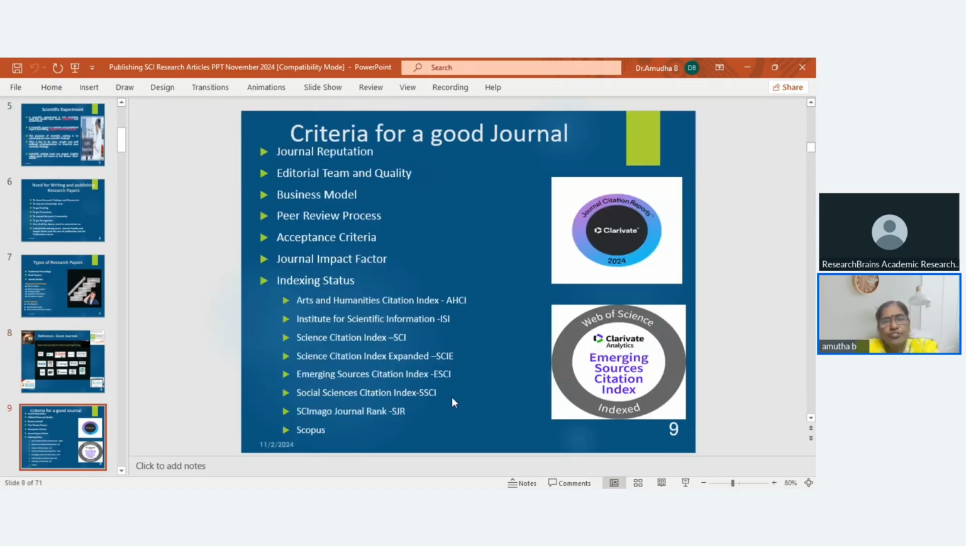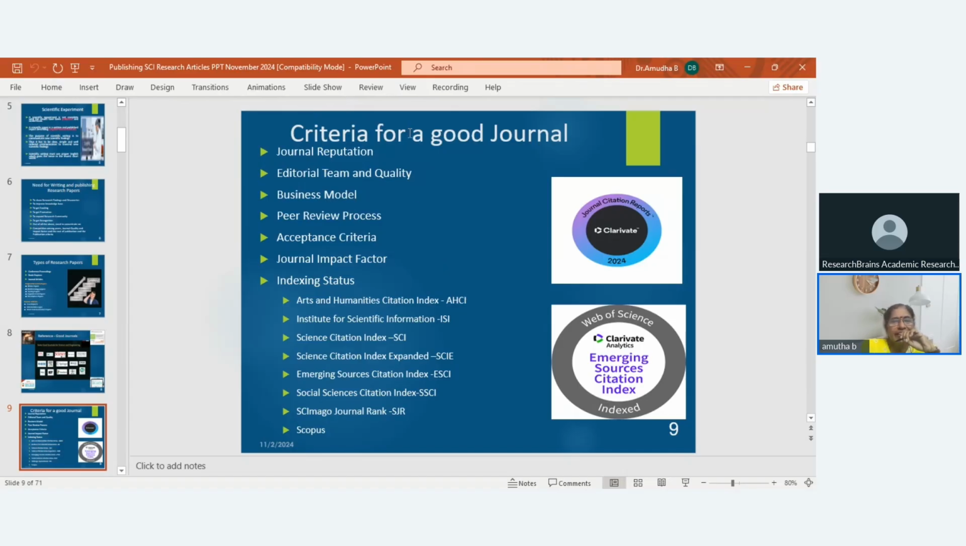And how will you select a good journal? You may not know how to select one. Clarivate is one forum which provides Journal Citation Reports every year. In 2024 also it has provided a JCR, Journal Citation Report. From that report, you can understand which journal has high popularity among the academic community, which journal has produced a high impact factor, and how many authors have been sending papers to which journal. Like that, you can understand how many people are accessing those journals. You can also see the Emerging Sources Citation Index, which is also indexed.